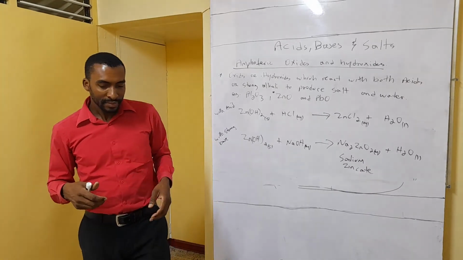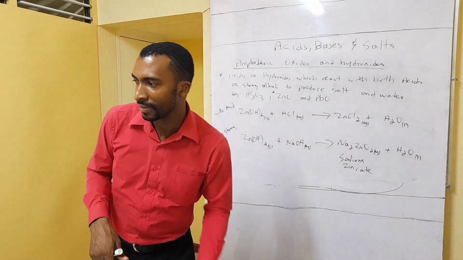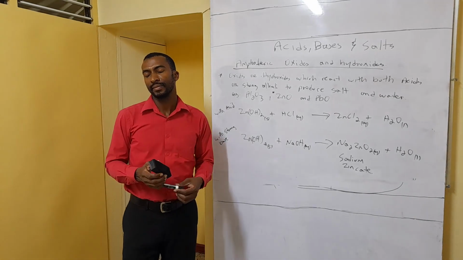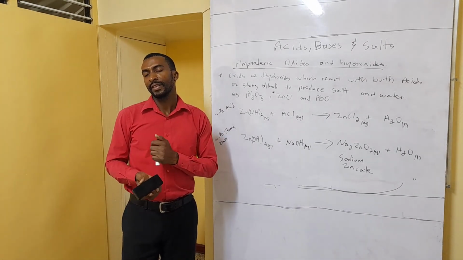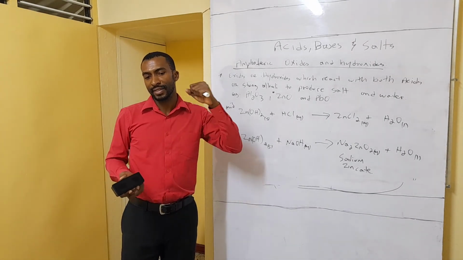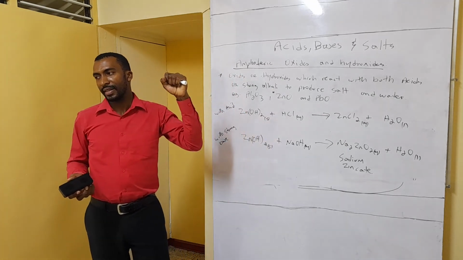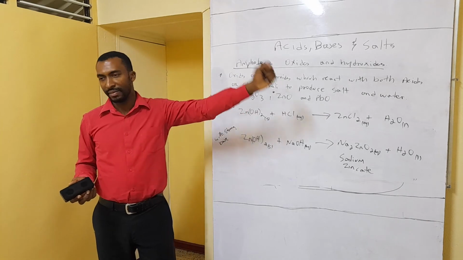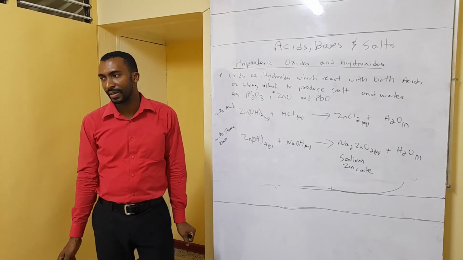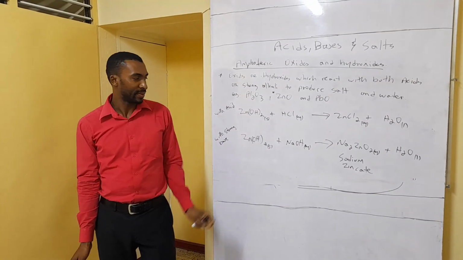So if you add excess strong alkali to the amphoteric hydroxide, it will form a salt as well, a different salt. Good, like this.